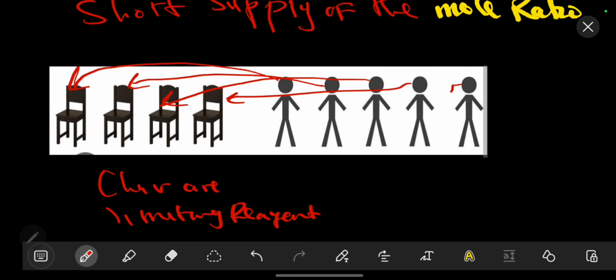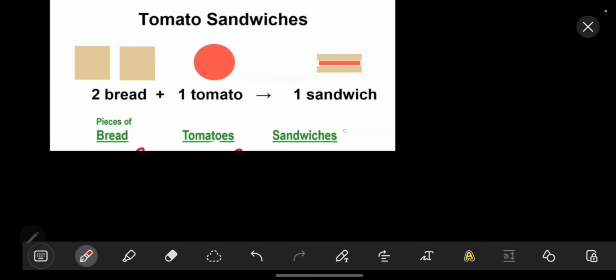Now, sometimes the limiting reagent may not be as straightforward as you may think. Let's look at this analogy. Let's say you want to make a sandwich. For each sandwich, the ingredients are 2 bread and 1 tomato. So for you to have a complete sandwich, you are going to need just one tomato and 2 slices of bread. That means to say your reaction is complete.